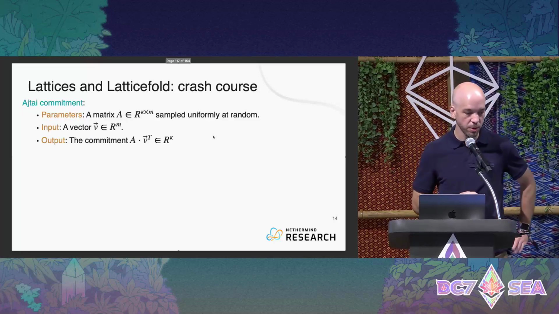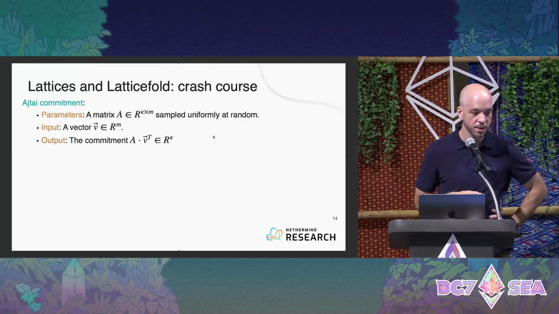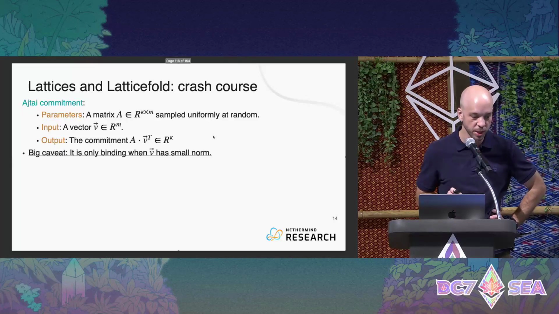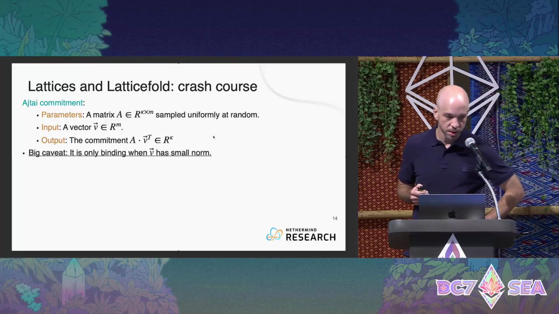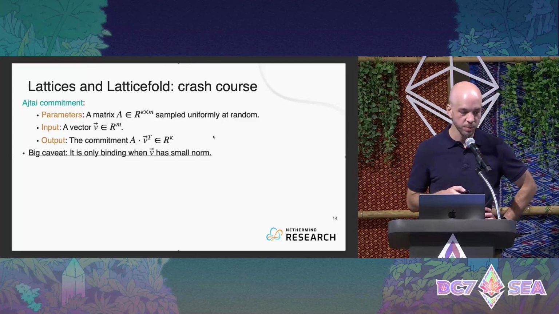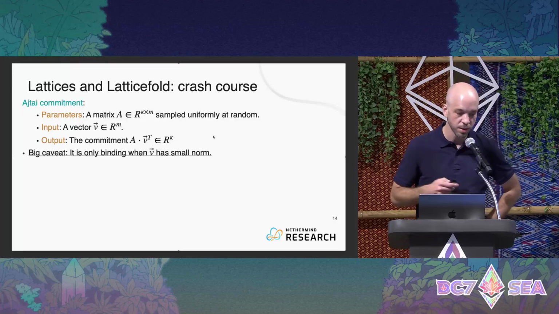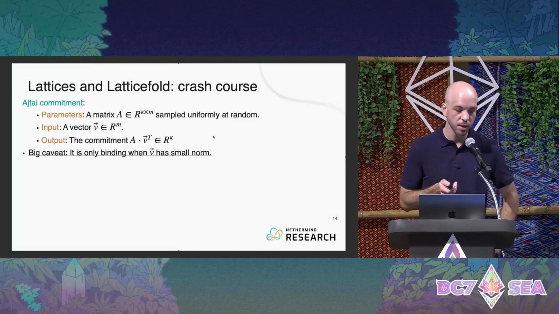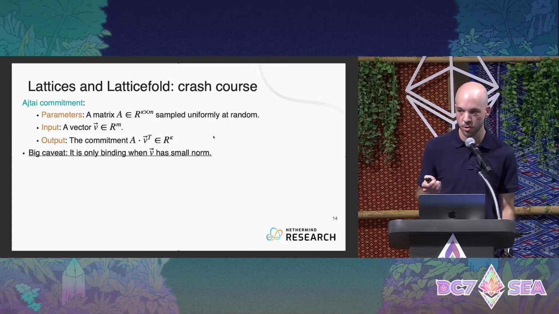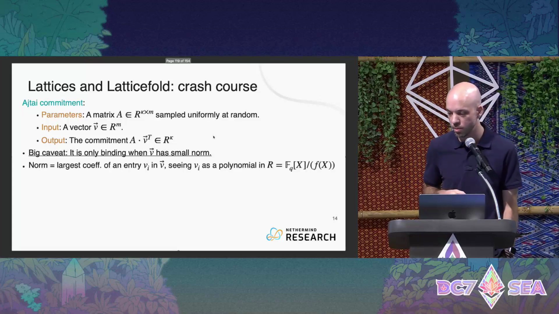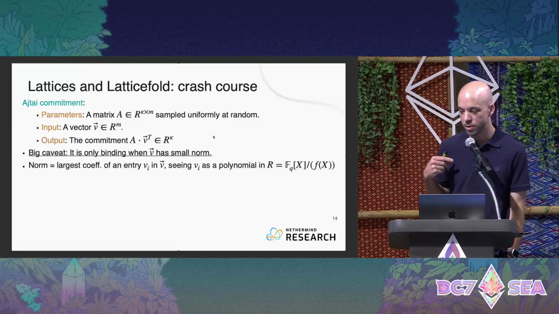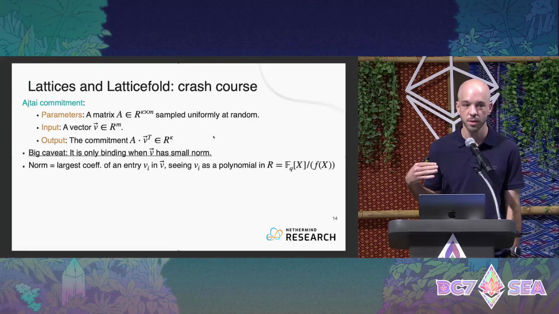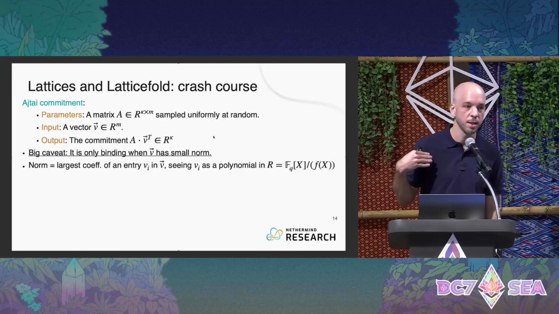So recall, an ITI commitment is just matrix vector multiplication of ring elements. There's a big issue with this commitment scheme. I said what is good about it, and now what's bad about it. This commitment scheme is only binding when the vector you are committing to has small norm. And the norm of a vector is the largest coefficient of an entry of the vector when you look at the elements of the ring as polynomials.